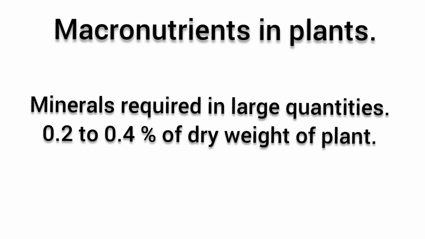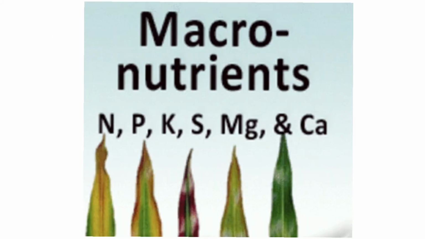The minerals that are required in large quantities are called macronutrients. That is, 0.2 to 0.4% of the dry weight of the plant is required. These macronutrients are nitrogen, phosphorus, potassium, sulfur, calcium, and magnesium. These are some examples of macronutrients.